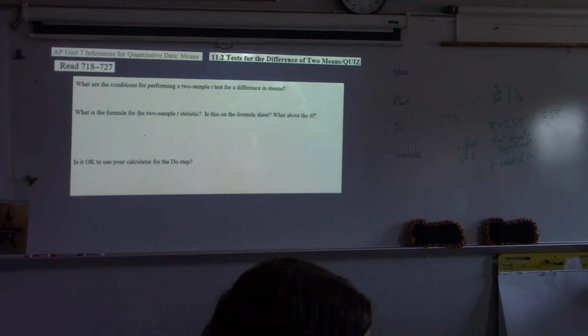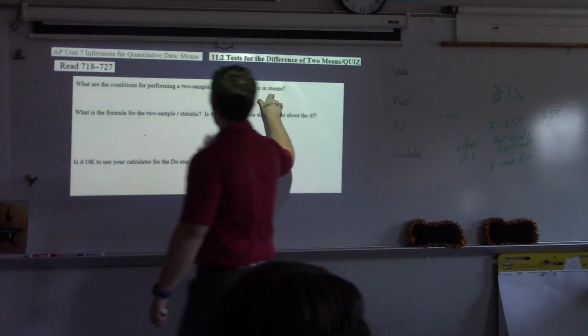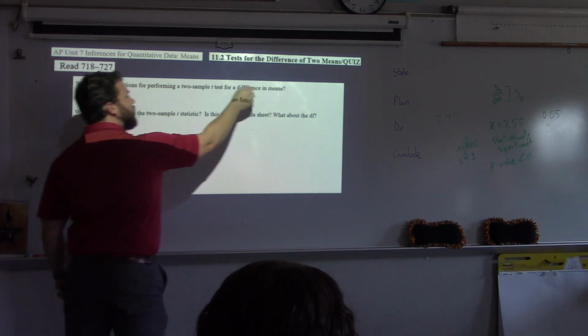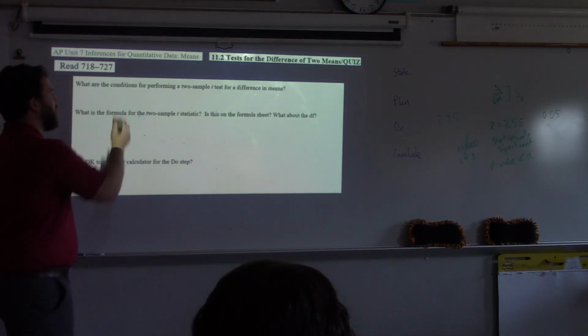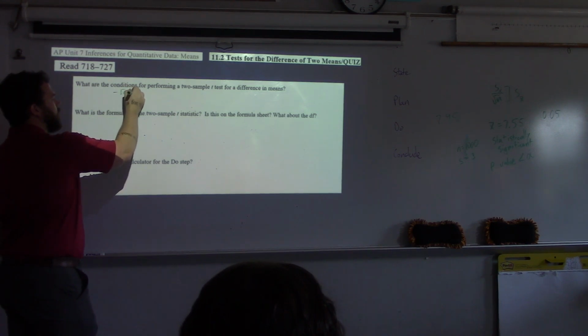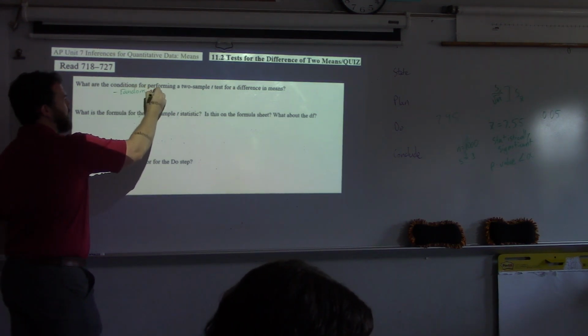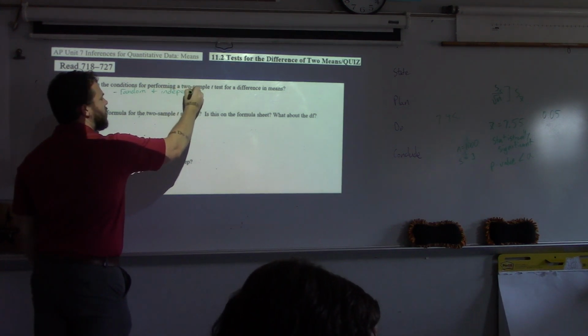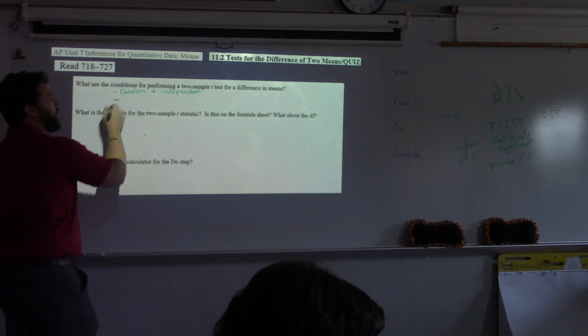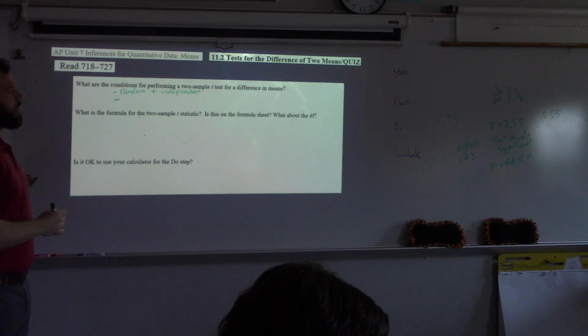What are the conditions for performing a two-sample t-test for a difference in means? So notice, a difference in means, right? That means we have two means. We're doing the difference of them. What are the conditions? Random. Okay, it's got to be random. It's got to be independent. And independent, right? We need independent random samples. So if you see that independence, that's when you're thinking two-sample for difference in means.